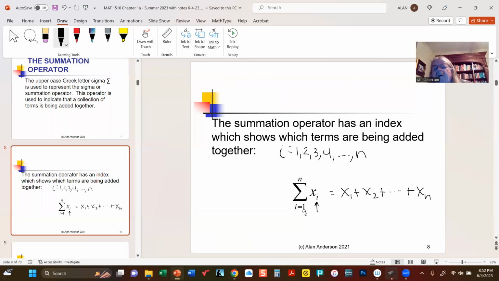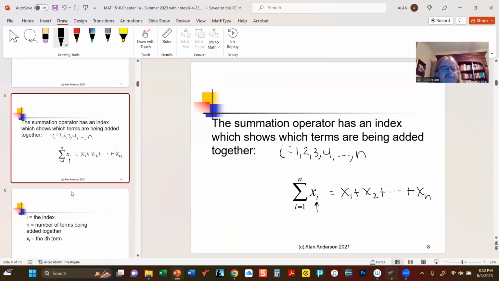Now, of course, we can have far more complicated cases. For example, the i doesn't have to start at 1. It also doesn't have to increase one at a time. You can actually have cases where the index is increasing by some other value besides 1, but 1 is the most common situation. The x itself, we can add up functions of x. For example, we could have x squared, whatever the case may be.